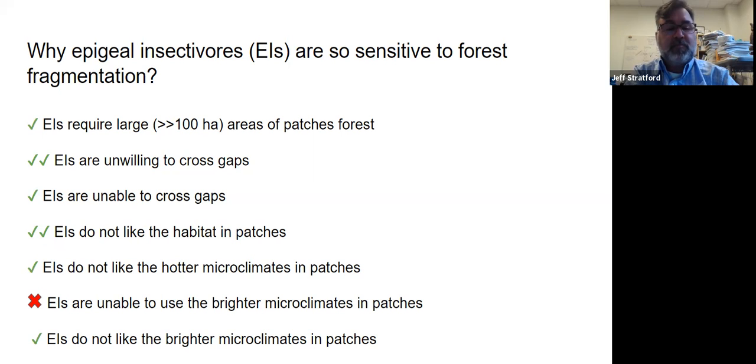It looks like the hypothesis that they're unable to use brighter microclimates doesn't work, but they are quite happy to use them. They can use it, but they just don't like it. So that's the last hypothesis. It looks like in our Gulliver paper written in 2005, we did okay. We have some mixed results, but overall it's not one hypothesis, but a whole suite of hypotheses that actually fit why these birds do not persist in smaller forest fragments.